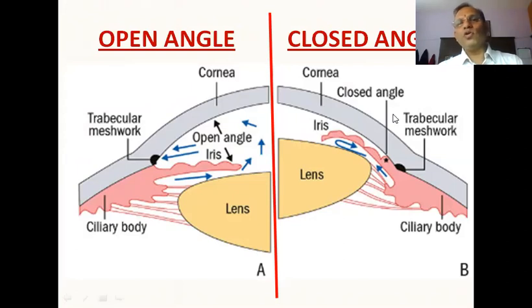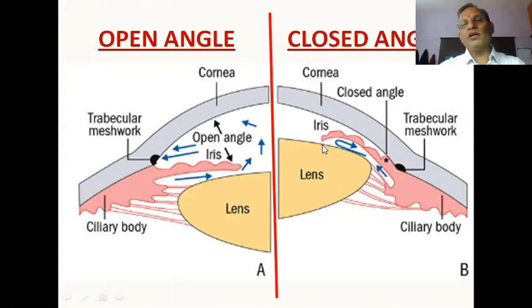Now coming to closed angle glaucoma, here you can see the iris lens diaphragm has moved front. You can see the lens is at the back now. Here the iris lens diaphragm has moved front, which is causing a block in the pupillary area. Here there is a space between the pupil and the lens, and the aqueous is able to pass from the posterior chamber to the anterior chamber. Whereas here there is a block. This is known as iridolenticular contact.